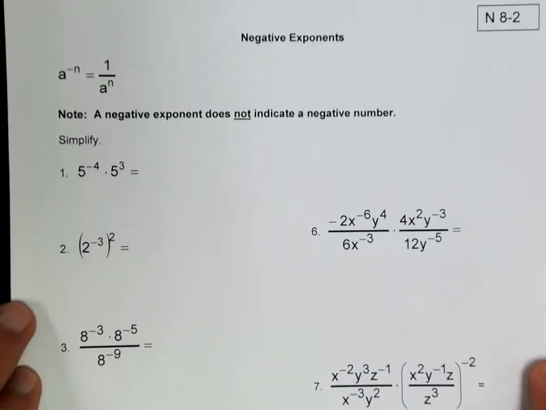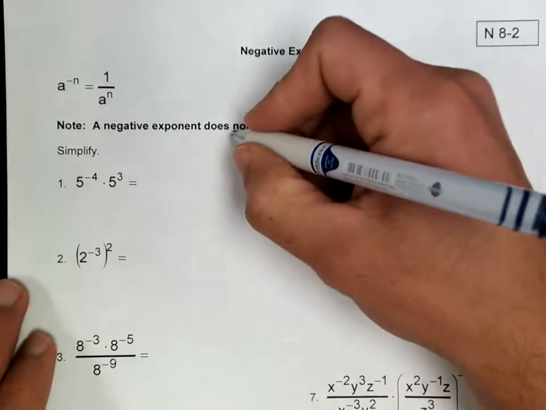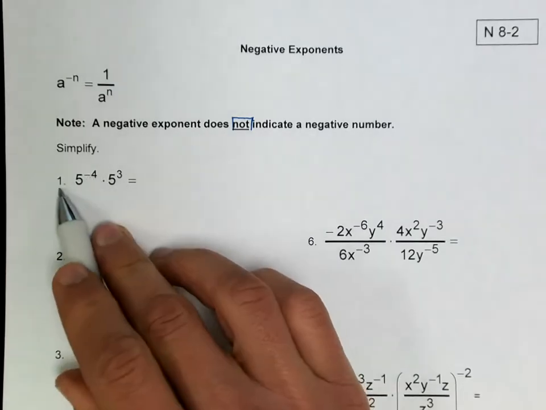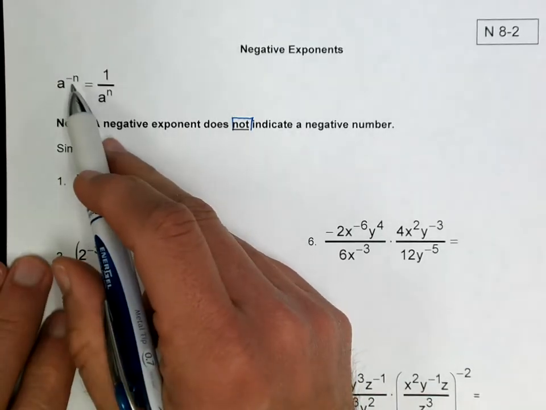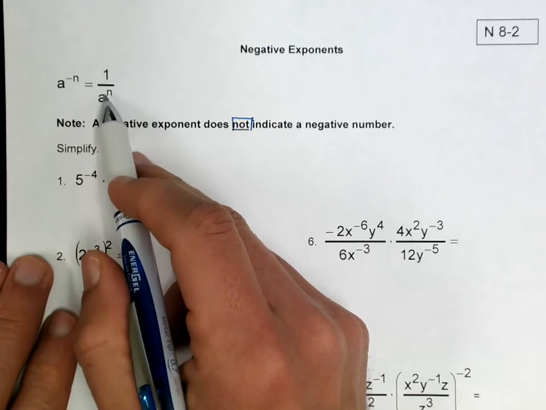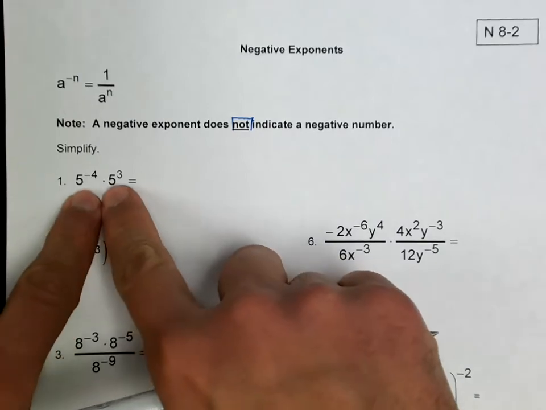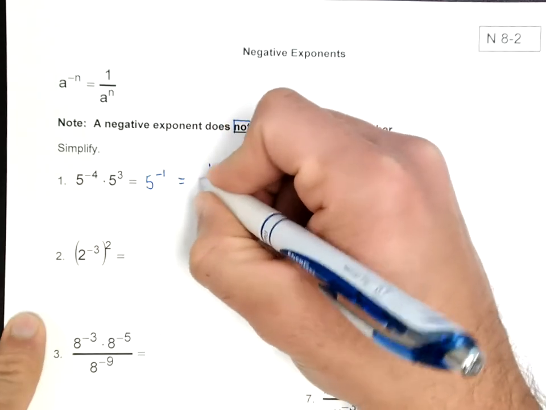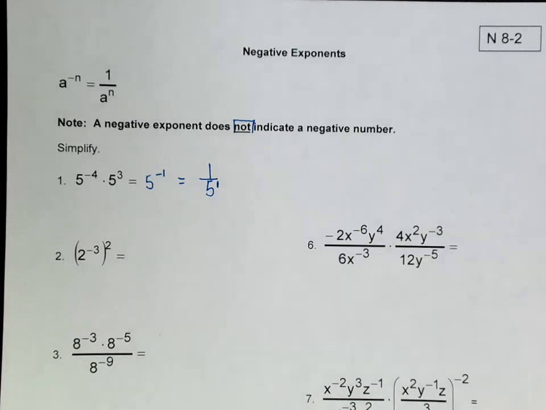So now we're going to deal with negative exponents. And we have already done some of this in the past. But the most important thing about this is that a negative exponent does not indicate a negative number. Just because you have a negative 4 as the exponent here does not mean that this 5 is negative. Remember also, if you have a negative exponent, you can make it a positive exponent by bringing that to the bottom of a fraction. On this one, if I multiply, I'm going to use the same law, so I'm going to add the powers. So this would be 5 to the negative 1, which is the same thing as 1 over 5 to the first power.